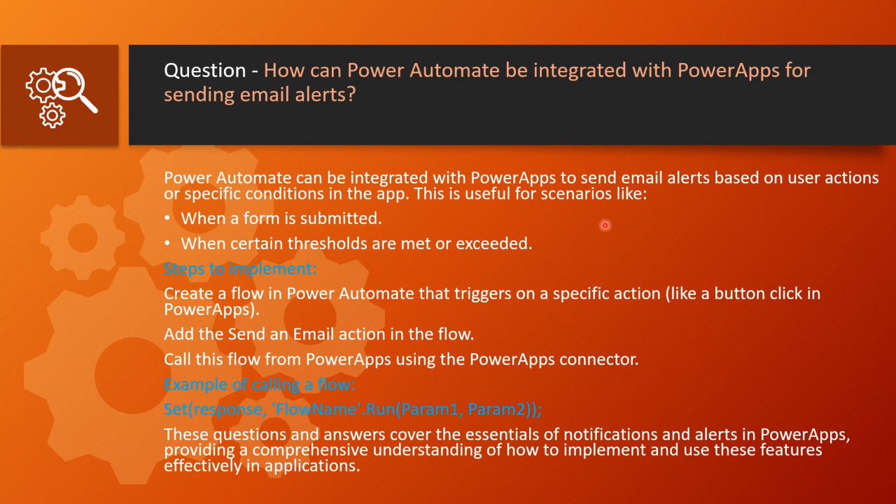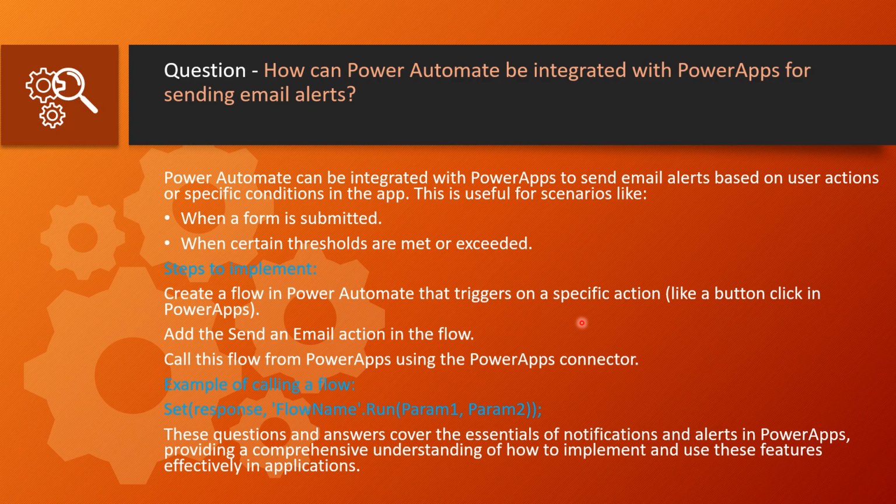So what steps do you need to follow to do this? First, you need to create a flow in Power Automate that triggers a specific action, like a button click in Power Apps. Once the user clicks on that button, an email should be sent by using the flow. And call this flow from Power Apps using the Power Apps connector.